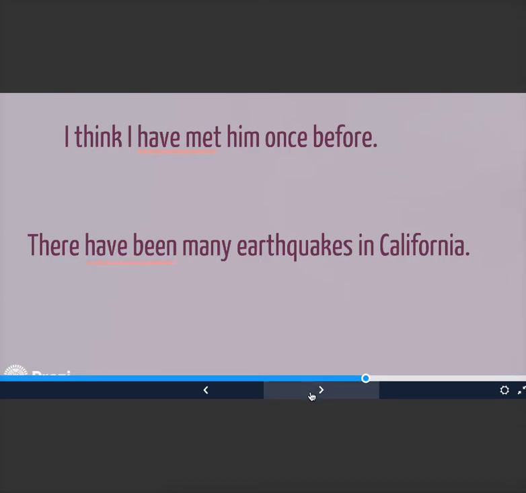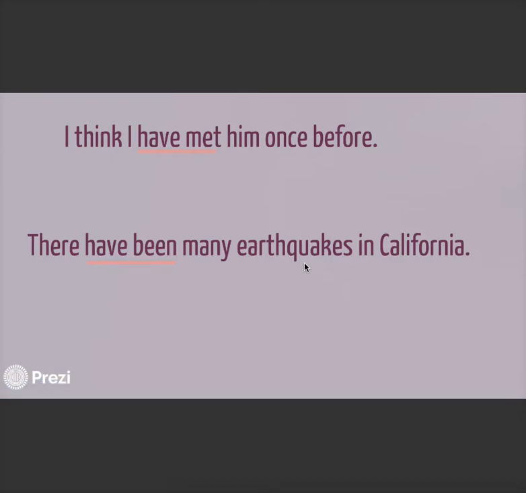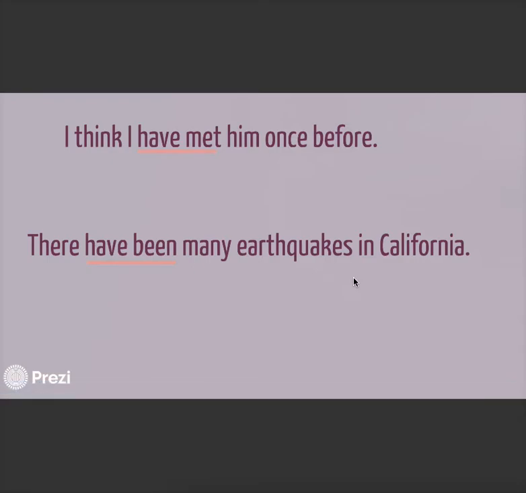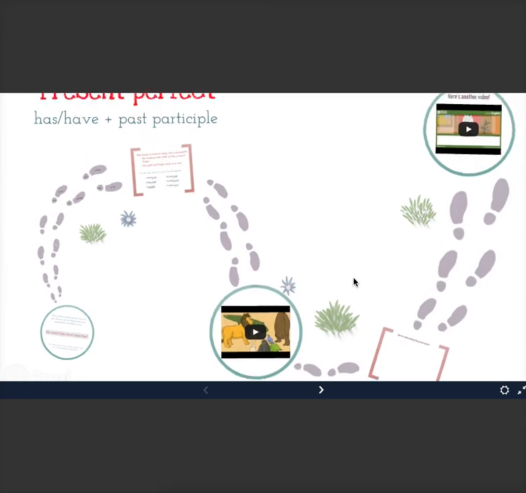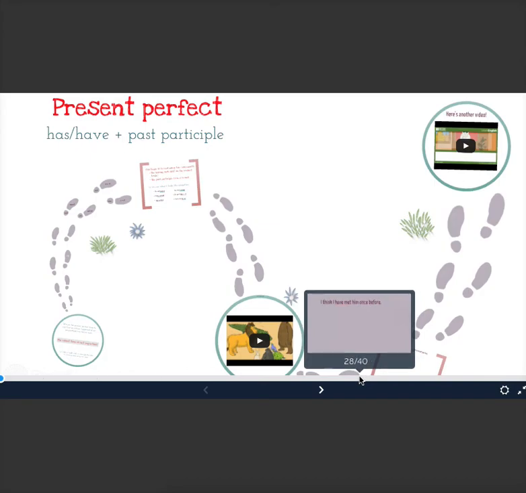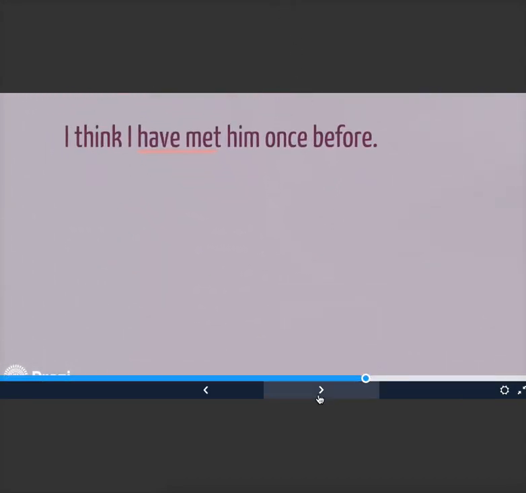So here we have another example. There have been many earthquakes in California. Han habido muchos. What is the meaning of earthquakes? Terremotos. Terremotos in California. So once again, you don't have a specific period of time. You don't know when did this happen. You just know that this had happened or this has happened, but you don't know if this is going to happen again. No tienes un tiempo específico, pero es algo que puede suceder. Okay, this may happen again.